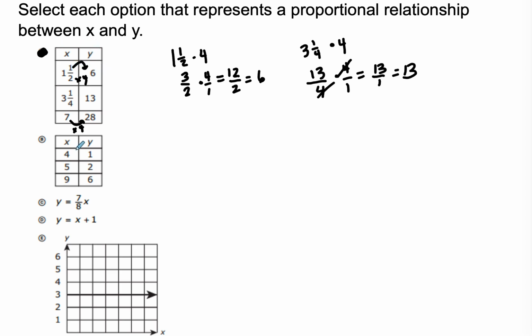All right, the constant has to be multiplication or division. So here, to get from 4 to 1, we would divide by 4. Well, 5 divided by 4 is not 2, so I can stop right there. I know it is not proportional.